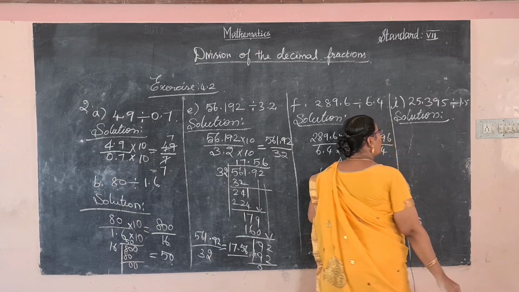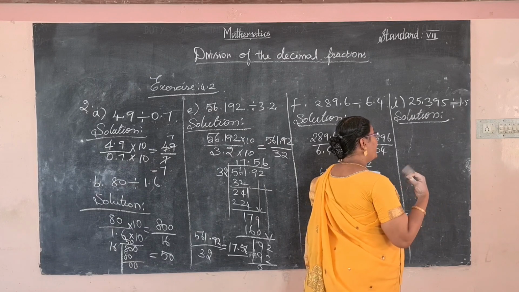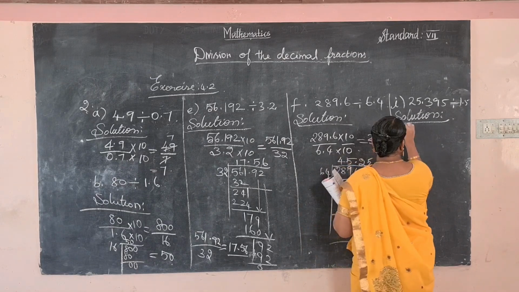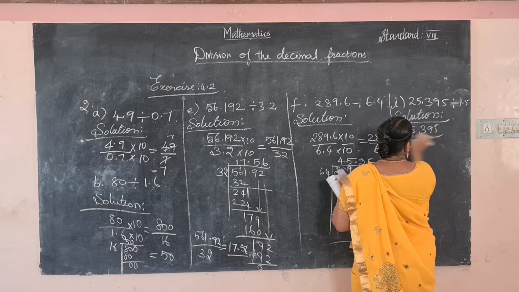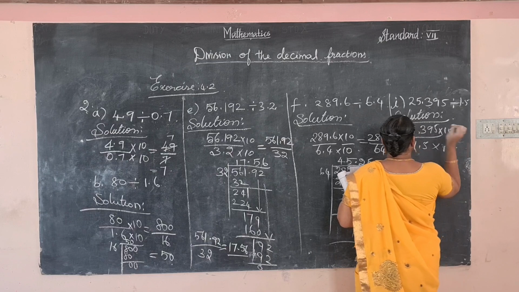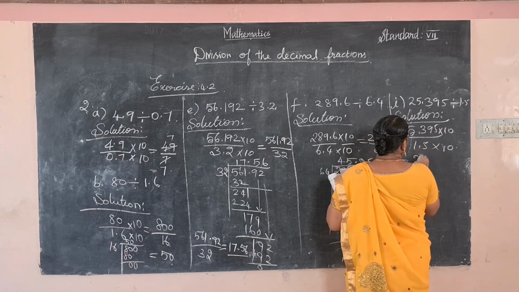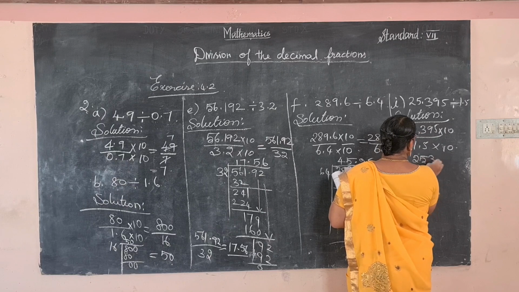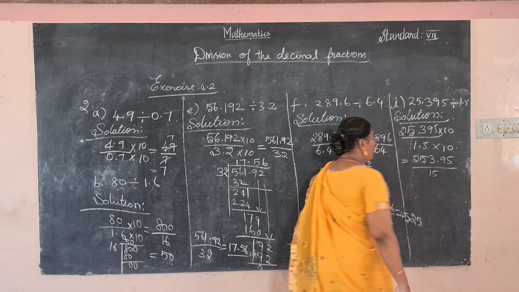And the next problem. For the divisor, how many decimal places are there? Only one decimal place, so the numerator and denominator are multiplied by 10. So 25.395 divided by 1.5, multiplied by 10 in numerator and denominator. What do we get? 253.95 divided by 15.